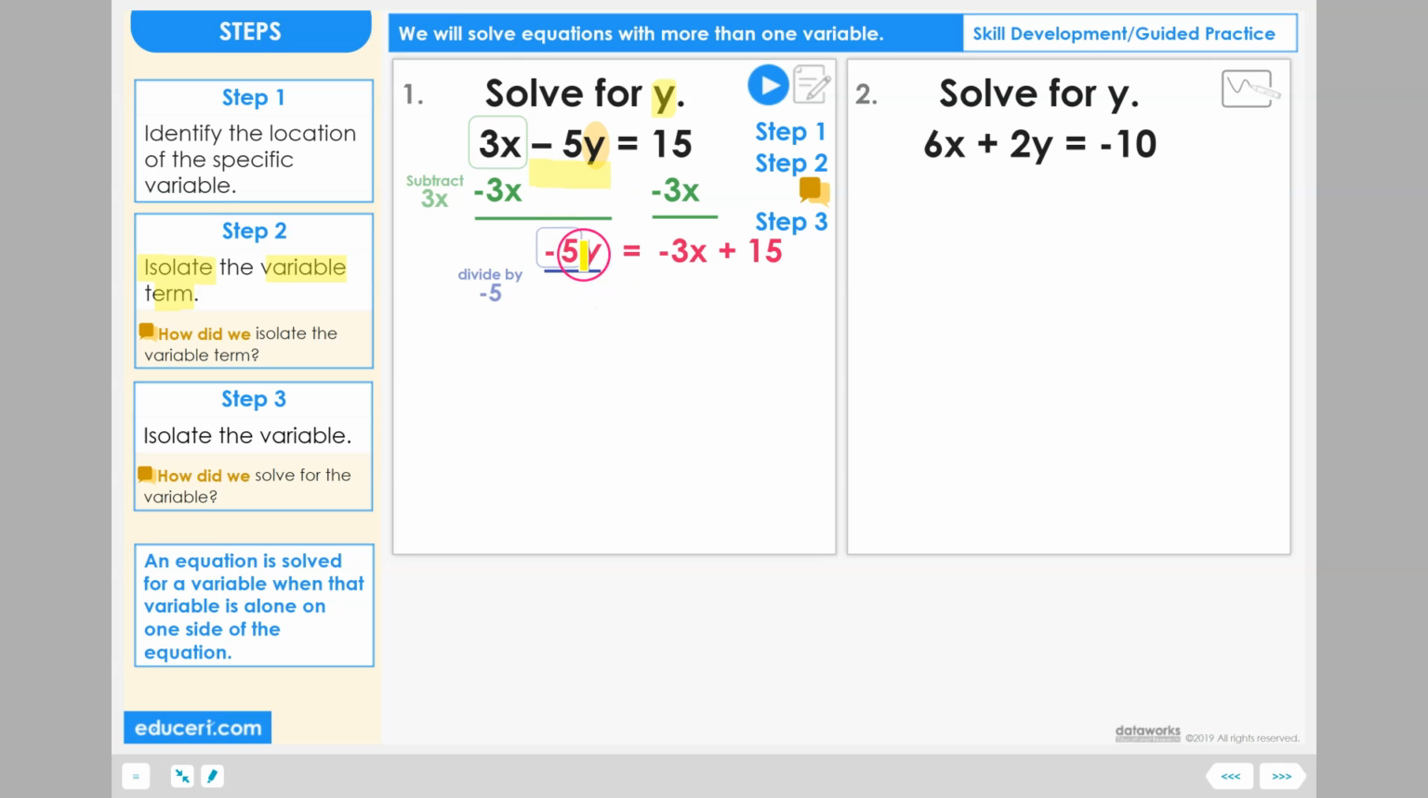So we're going to divide 5 on the y term, but we're also going to divide on both the negative 3x and the positive 15. And we're going to divide all of them by negative 5.